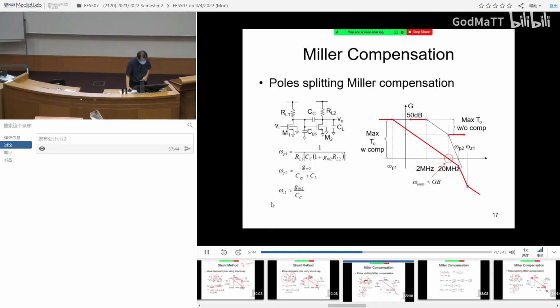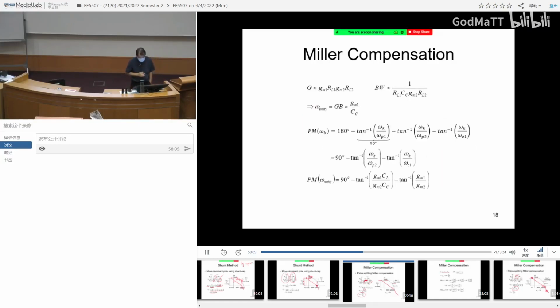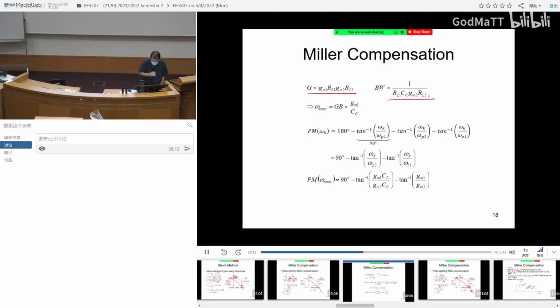Now, how do you choose the CC in order to get the phase margin that you want? So, simple method. You look at the final phase contribution. This guy is going to contribute a certain phase. This will contribute a certain phase. This will also contribute a certain phase. So if you look up the expression, this is the total gain. Now the bandwidth, because of the Miller effect, this is the new bandwidth. So the gain bandwidth product, if you multiply the two, this becomes your unity gain bandwidth frequency.